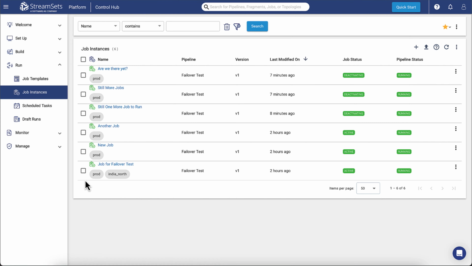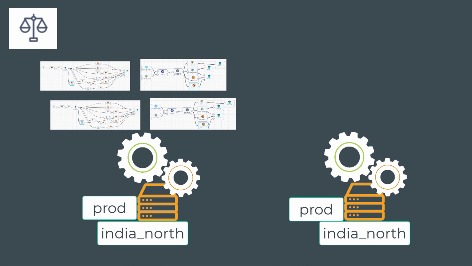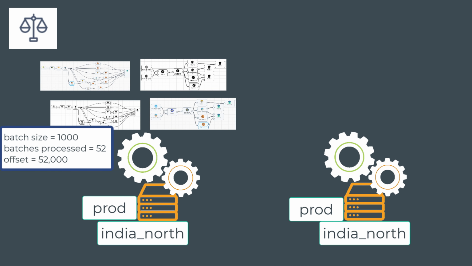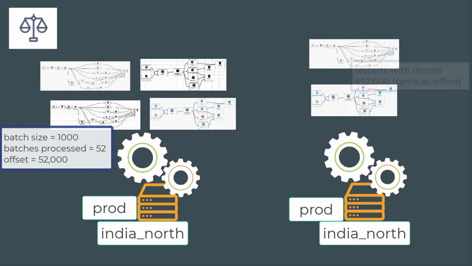When you balance jobs, be aware that only currently running jobs that are enabled for pipeline failover can be balanced. Balancing will stop the running pipeline instance for the job and restart the pipeline from the last saved offset on a matching data collector that has not exceeded any resource thresholds.